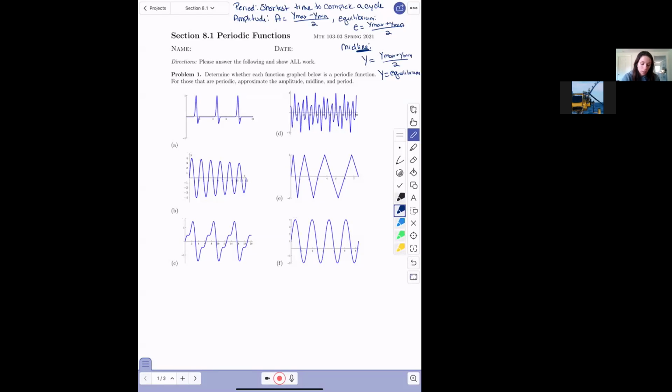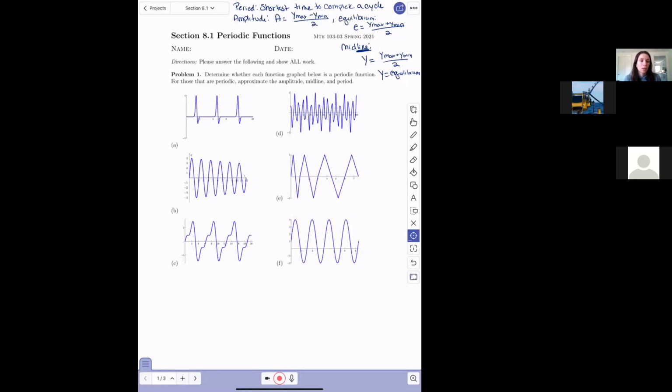Okay, so essentially, like I said, the period is the shortest amount of time to complete a cycle. The amplitude is, well, let's say it this way. The equilibrium is the average between the highest and the lowest point. So your midline is the line where it's consistently the equilibrium. And then the amplitude is the distance from the midline. Okay, does that make sense?